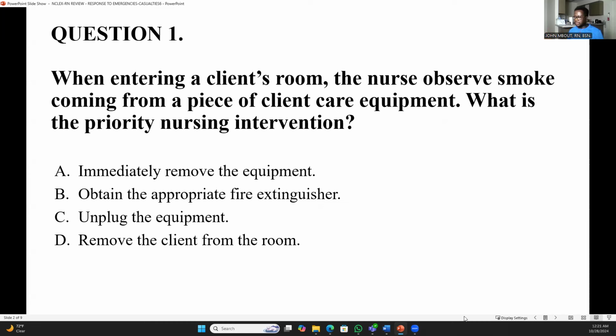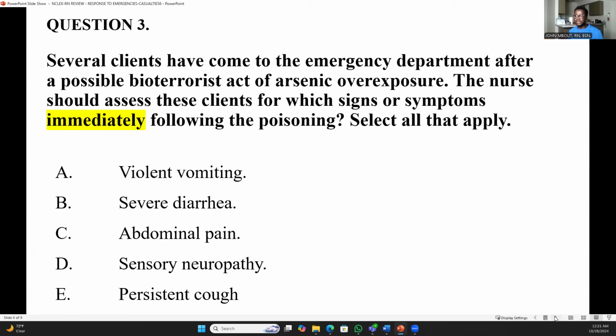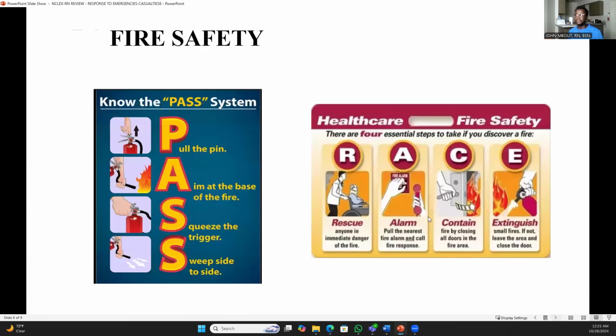So let's revise something here. Let's move to the next slide and I show you something. Now, there are acronyms that you have to use. How to use the fire extinguisher, you apply PASS: pull, aim at the base, squeeze, and sweep from side to side.